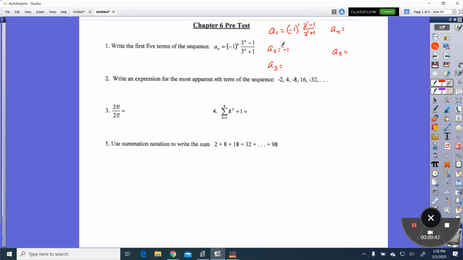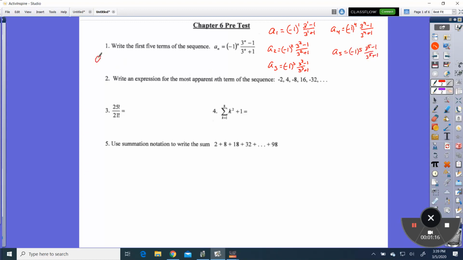A2 is going to be negative 1 to the second power, so I've replaced that n with 2, that n with 2, and that n with 2. So 3 squared minus 1 over 3 squared plus 1. A3 is going to be negative 1 to the third power, 3 cubed minus 1, 3 cubed plus 1. A4 is going to be negative 1 to the fourth power, 3 to the fourth minus 1, 3 to the fourth plus 1. And A5 is going to be negative 1 to the fifth power, 3 to the fifth minus 1, 3 to the fifth plus 1.